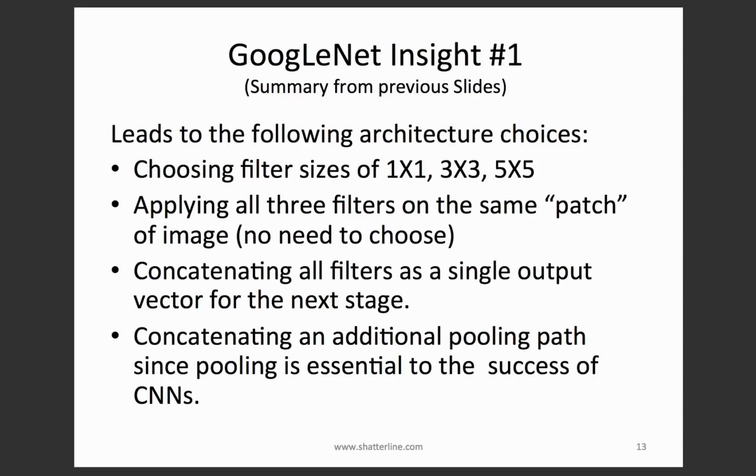GoogleNet analysis leads to the following architecture choices, which is insight number one. So, choosing filter sizes of 1 by 1, 3 by 3, and 5 by 5, and no higher. Applying all three filters on the same patch of image, no need to choose any single one of these. Concatenating all filters as a single output vector for the next stage. Concatenating an additional max pooling path, since max pooling is essential to the success of CNNs.